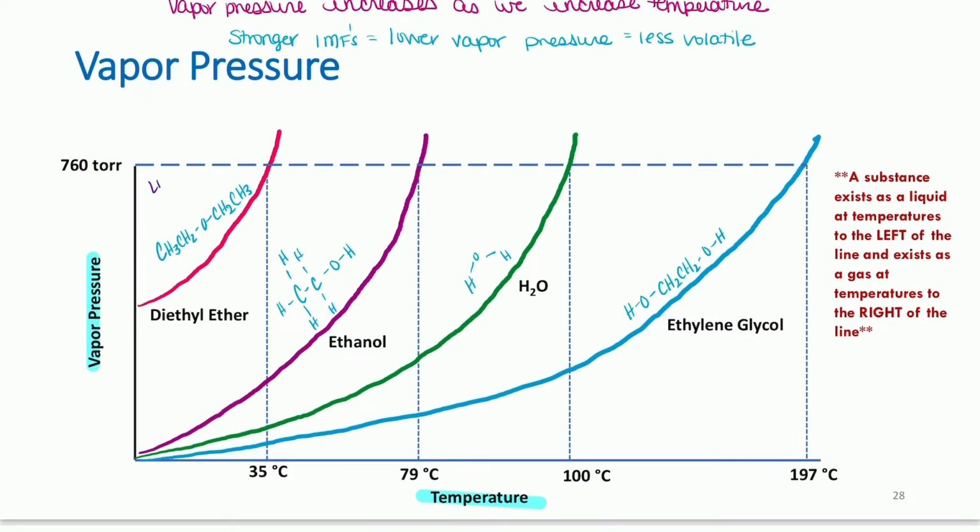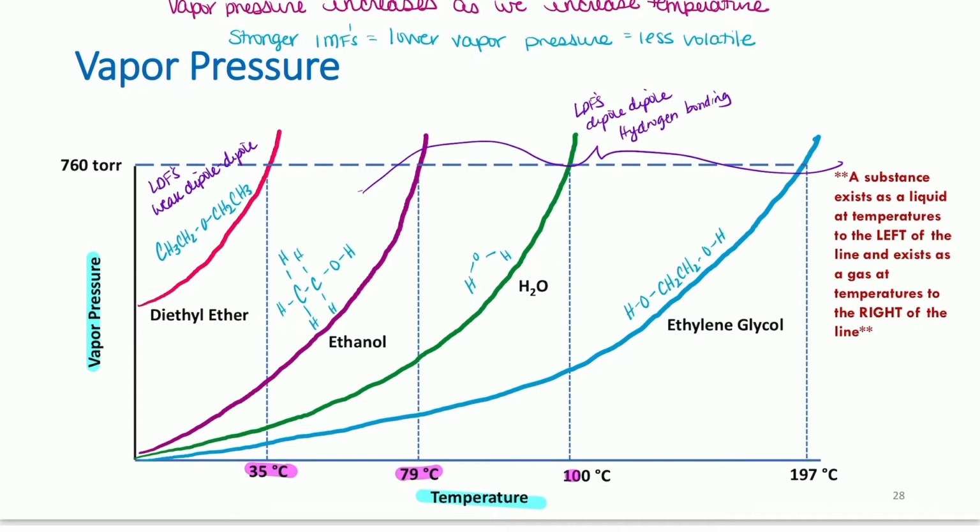Diethyl ether, we see we have LDFs and weak dipole-dipole. All of these three, the ethanol, the water, and the ethylene glycol, we have LDFs, dipole-dipole, and hydrogen bonding. They're all leading to a higher and higher boiling point. So again, this is what's listed. These values down here are their actual boiling points. So diethyl ether boils at 35 degrees C, ethanol 79, water 100, and ethylene glycol 197.